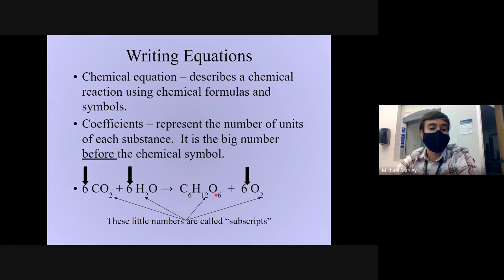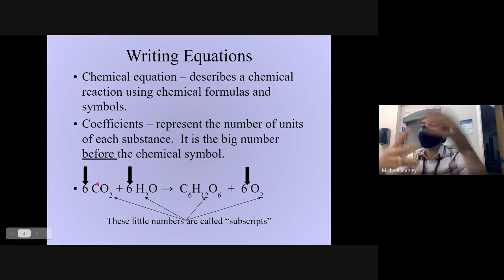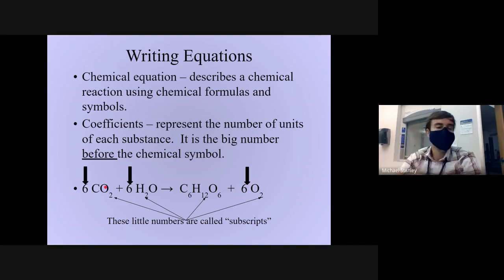So these guys down here are called subscripts. They just represent how many of a specific atom are in this one molecule. For example, we all know that the symbol for water is H2O. And that little 2 tells us that there's 2 hydrogens and 1 oxygen that come together to make a water molecule. Just like carbon dioxide over here, this 2 tells us that there's 1 carbon and 2 oxygens that come together to make carbon dioxide.